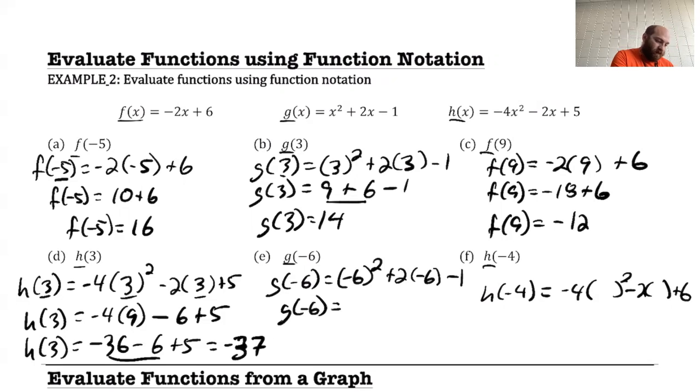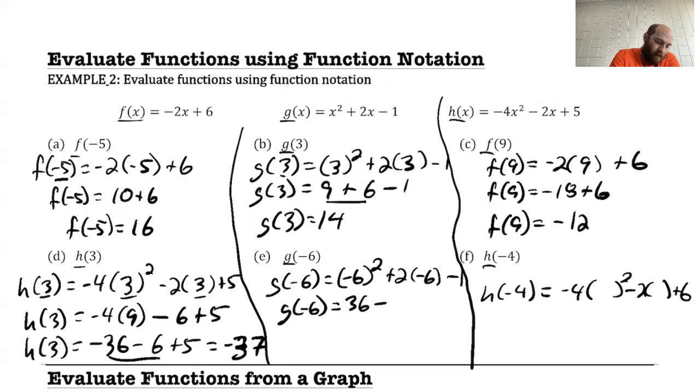So, let's split some of these up here. I'm getting a little bit crowded. Okay, so when I got -6 squared, that becomes a positive 36. That'll be a -12 and then -1. So g of -6 is going to give me 36 minus 12 is 24. 24 minus 1 is going to give me 23.